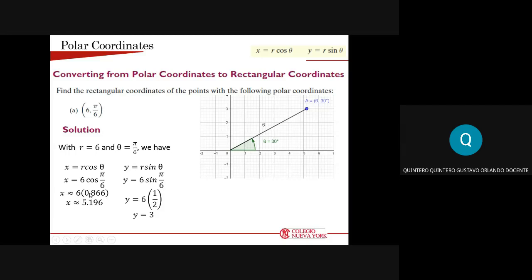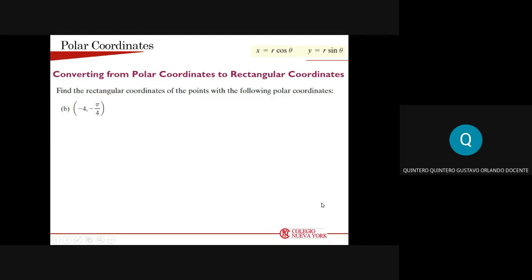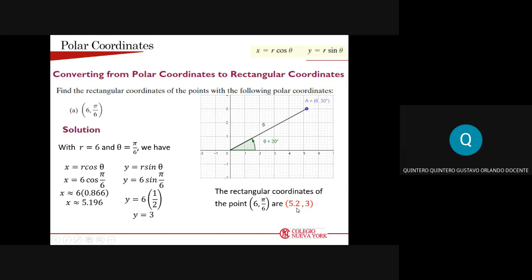We are rounding here because we are writing some amount of decimals. These have an infinite amount of decimals. In this case, the answer is precisely one half, precisely 1/2. All right, so what are the coordinates in rectangular coordinates? The rectangular coordinates will be 5.2, 3, just like we guessed at the beginning. 5 point something, 3, 5.2, 3. Beautiful. That is it. That is how you change from polar to rectangular.